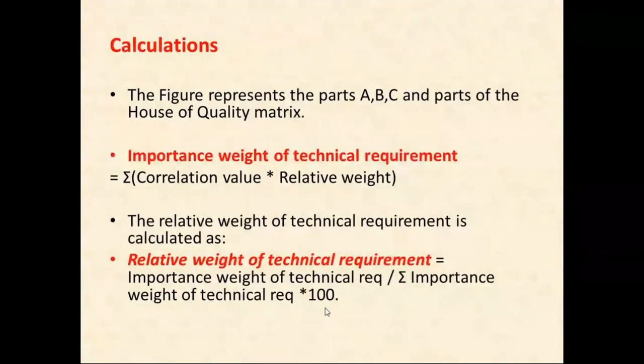The importance weight I had already told you. The importance weight of the technical requirement is, in the column below, the summation of the correlation value into the relative weight. Then the relative weight of the technical requirement will be equal to the importance weight of the technical requirement divided by the summation of the importance weights of the technical requirements, into 100. As we did for the customer needs, similarly the importance weights and relative weights of the technical requirements are calculated.